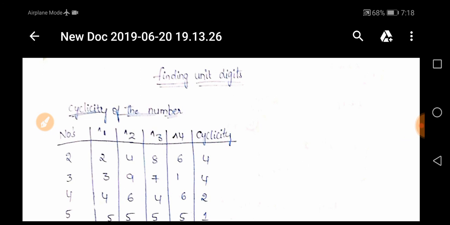Here we are with new aptitude questions to find the unit digits of a given number.